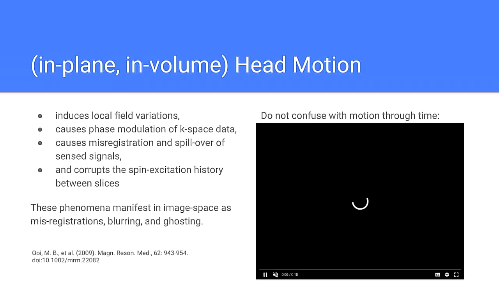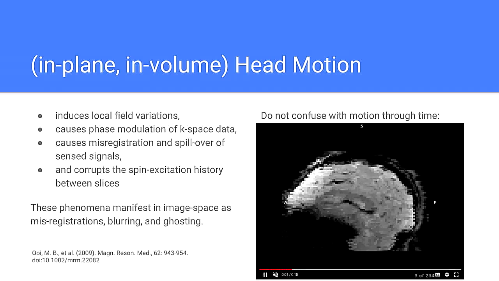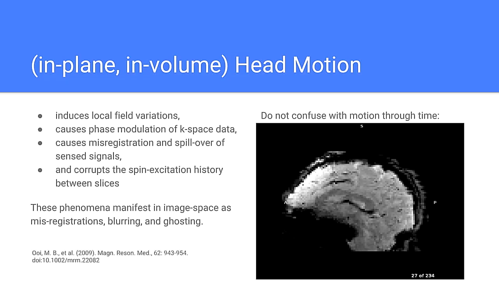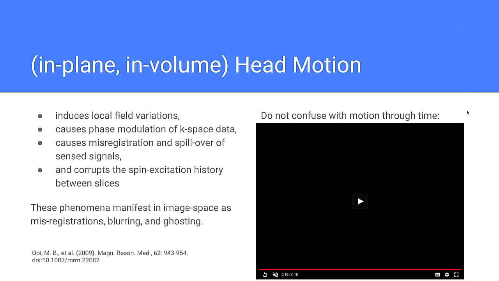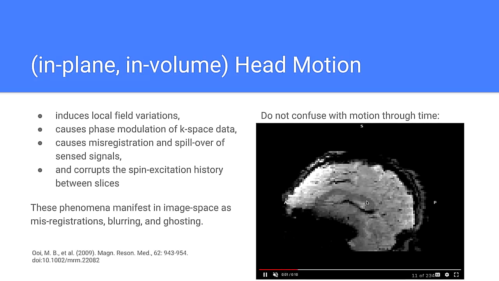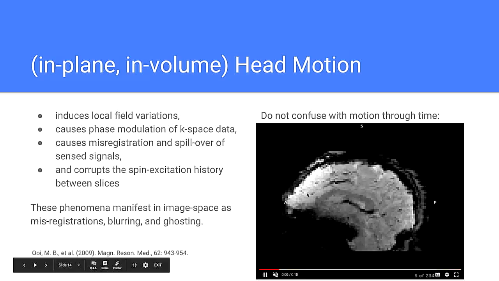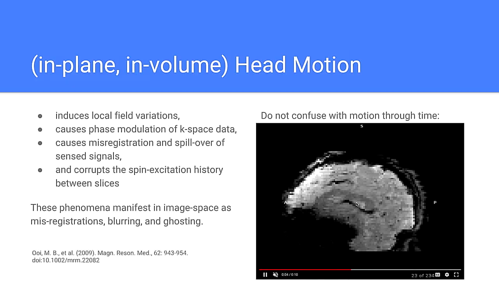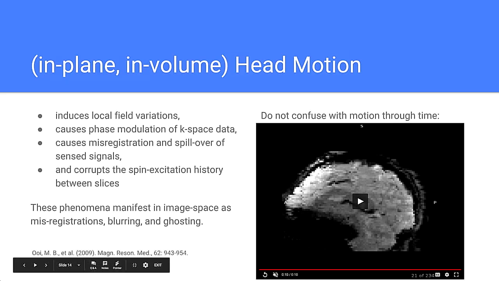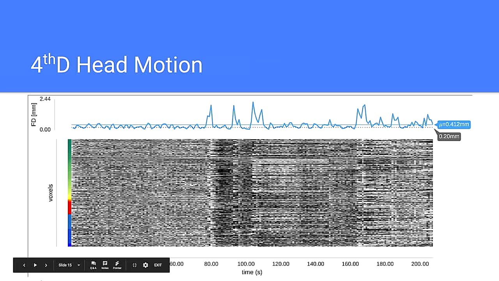And everything was about in-plane or in-volume head motion. This is an example of an fMRI experiment where the subject was instructed to move, nodding. So in the beginning, I'm going to try to repeat it. If you look at the beginning, basically the participant is nodding. And you can see the spin history effects in the beginning. If you look at those bands parallel to the acquisition plane, that's spin history effects.